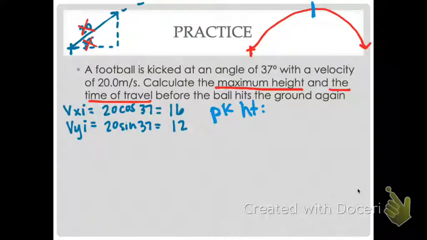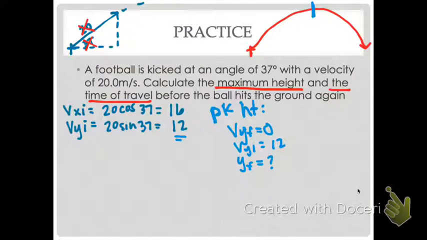Is peak height a vertical scenario or a horizontal scenario? We need to be focusing on vertical, right? So we know our initial vertical velocity is 12. What do we know about our final vertical velocity at peak height? It's 0. So at peak height, we know that Vyf is 0. We know our Vyi is 12. We need to solve for y final. What equation can we use to help solve for yf?